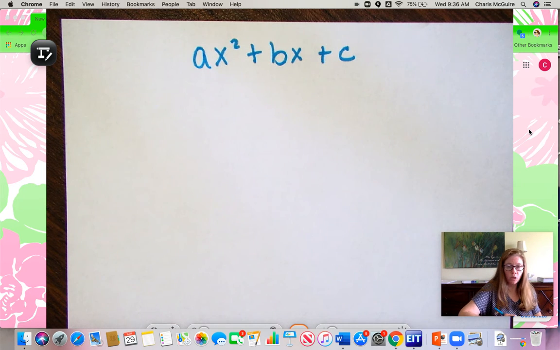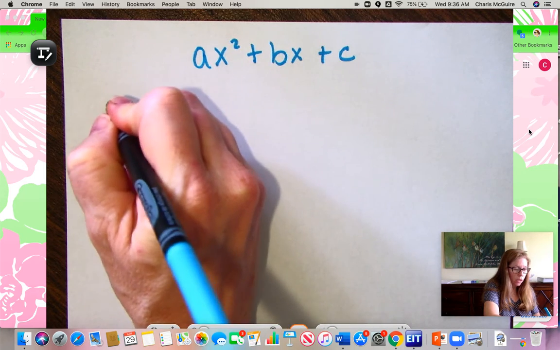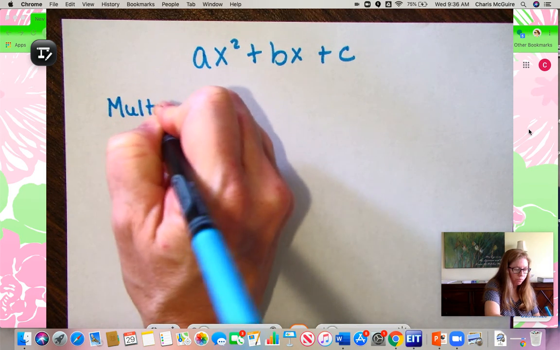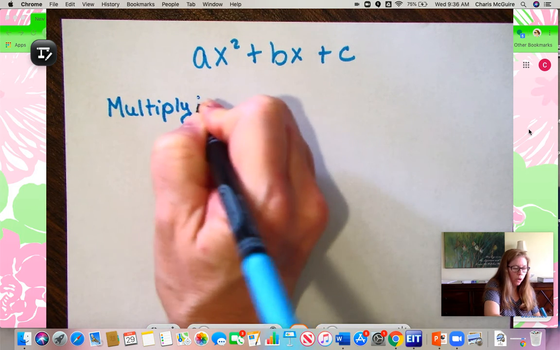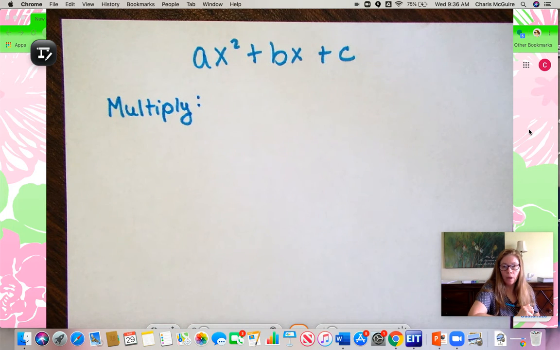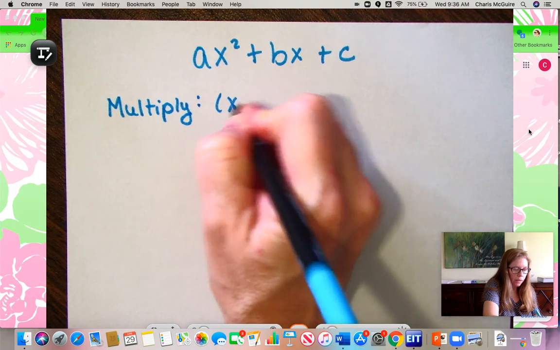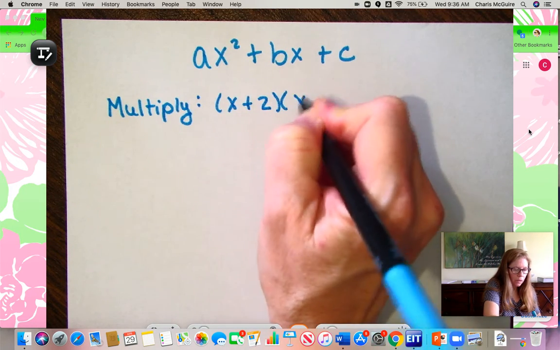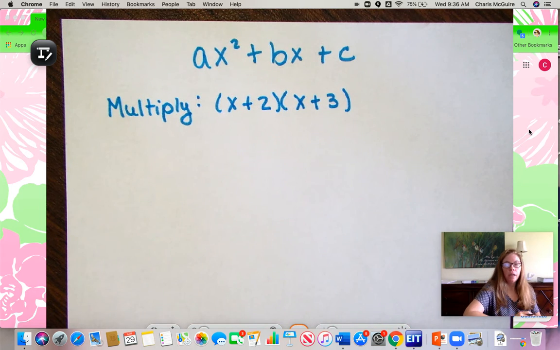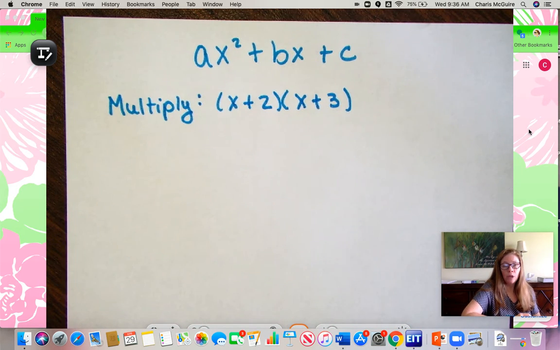So the first thing I'm going to start with is the idea of multiplying a binomial. You need to understand how to multiply before you can pull it out, pull it apart, and factor it. So we're going to start with something simple. X plus 2 times x plus 3. Now you are supposed to be able to multiply that. So I'm going to give you a moment to try it on your own. All right, now hopefully you came up with x squared plus 5x plus 6.